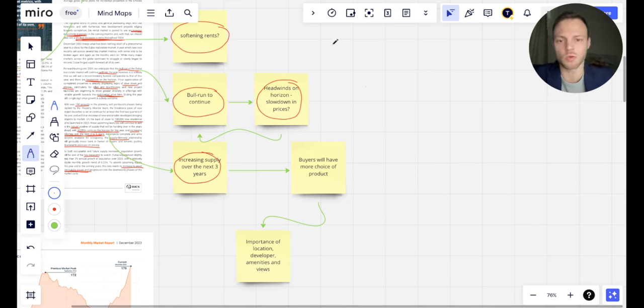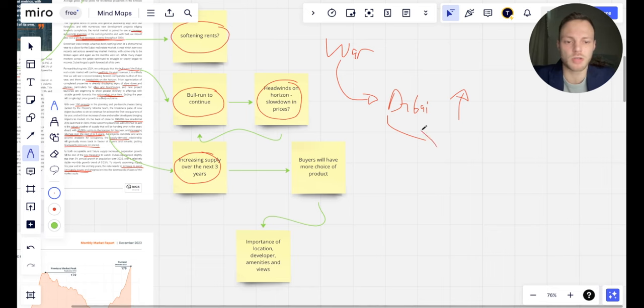For example, this is going to sound bad, but if there's another war and then people end up moving to Dubai, that will keep property prices high and also keep rents high. Whereas if you get a situation where there's a big global downturn, that could cause people to move away from Dubai and property prices going down.